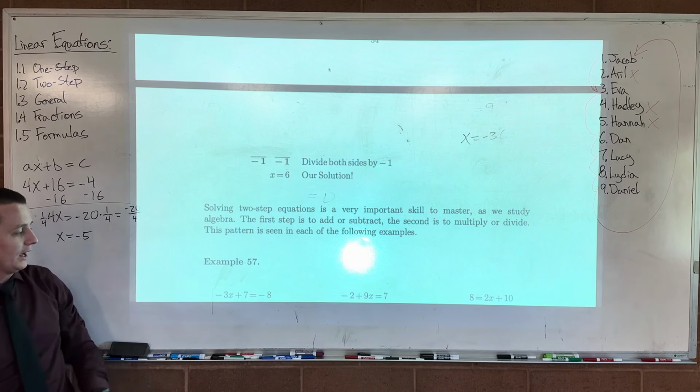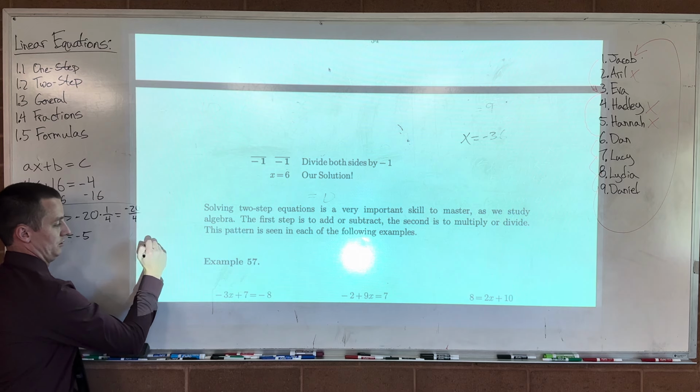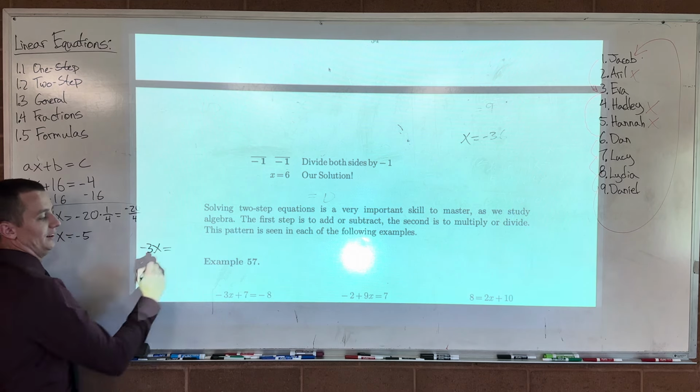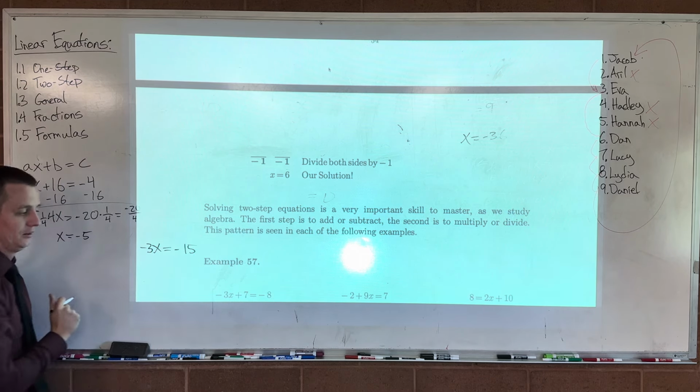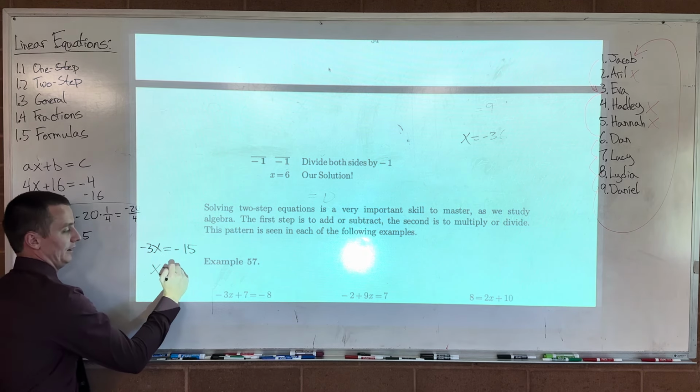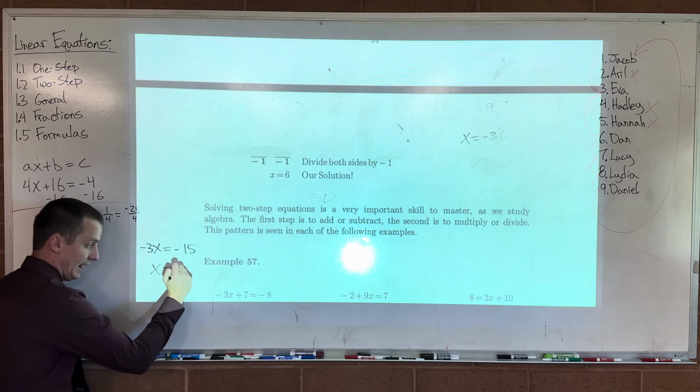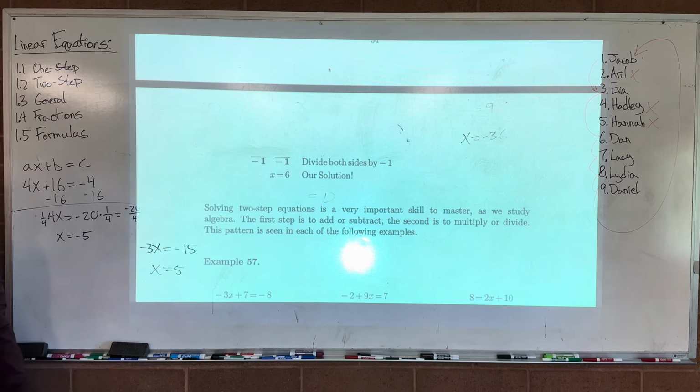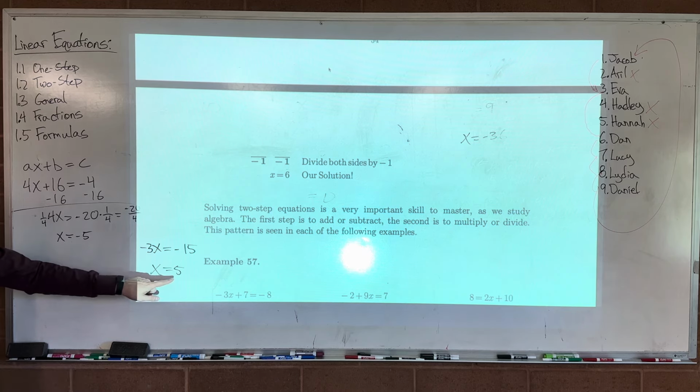So we get negative 3x equals negative 15. Then what? Divide by negative 3. And what do I get? x is equal to 5. Now remember, you can always check your answer. Just plug it back in.